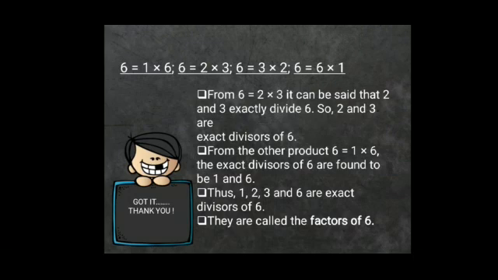Now from here we can see 6 is equal to 2 multiplied by 3. It can be said that 2 and 3 exactly divide 6 with no remainder left. And from the product of 6 multiplied by 1, the exact divisors of 6 are found to be 1 and 6. So 1, 2, 3 and 6 are exact divisors of 6 itself. Actually, they are called the factors of 6.